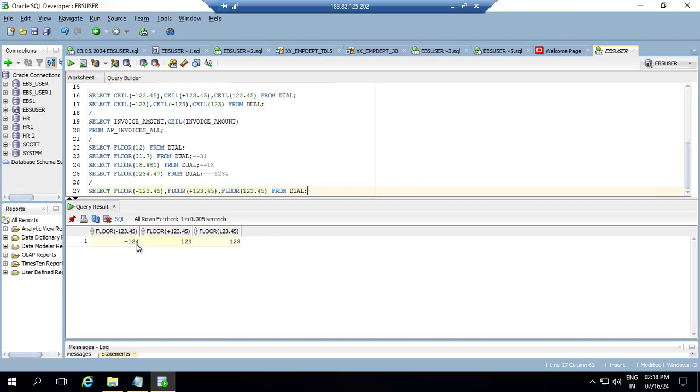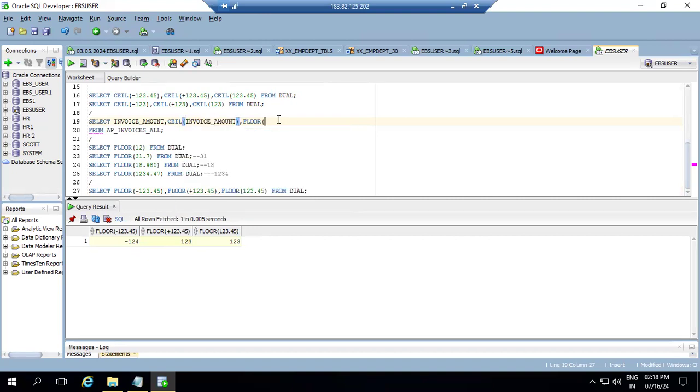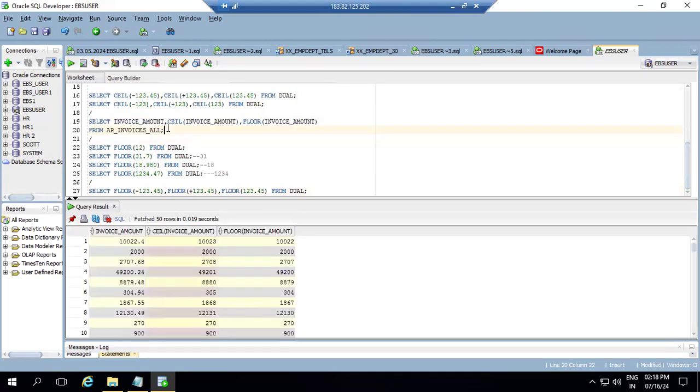Whereas in SQL, it gives you the same value over here. In the previous example we used the SQL function. In the same way we are using floor over here, under this floor, with the same invoice amount. We are adding one column over here, so we are using two functions here. Now what happens here? It is 10,022.4. You can see the difference. It is adding 1, but it is showing the same value over here. Again 2000, it is 2000 only.